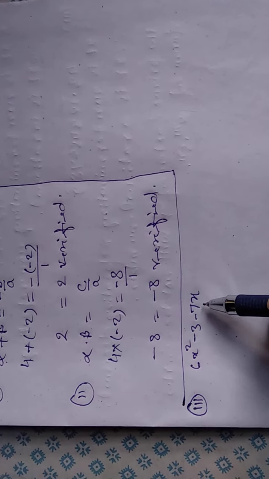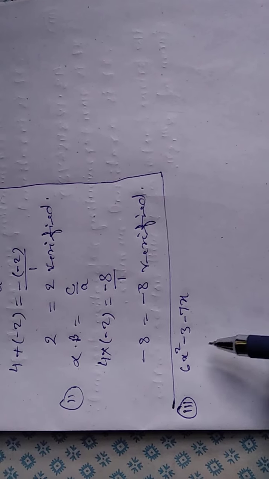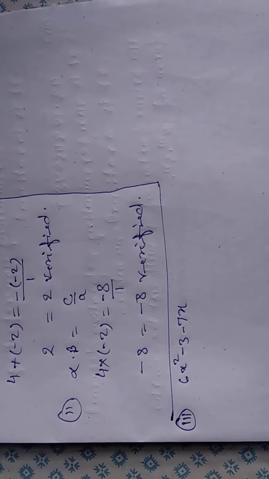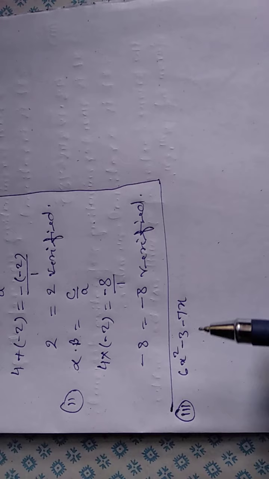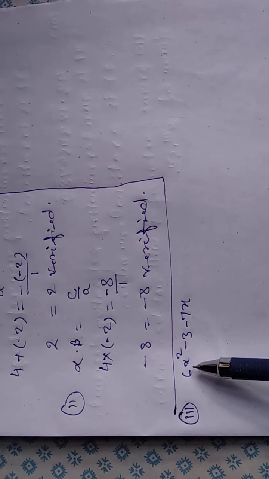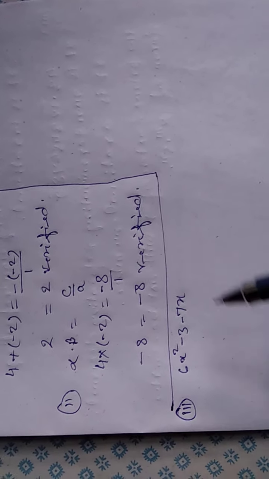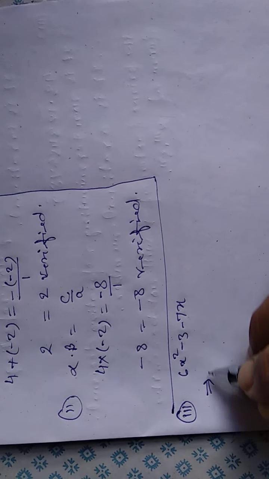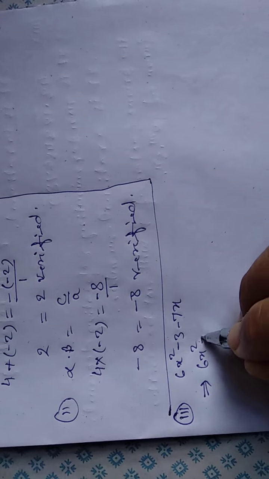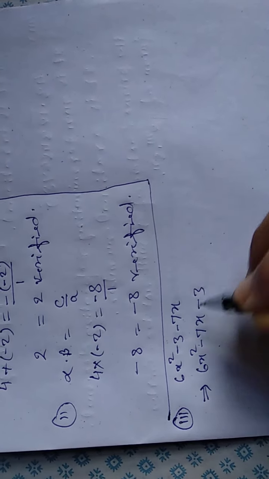6x square minus 3 minus 7x. First of all, you will arrange this in standard quadratic polynomial form. That is, first the x square term, then the x term, after that the constant term. Then you can write this as 6x square minus 7x minus 3.